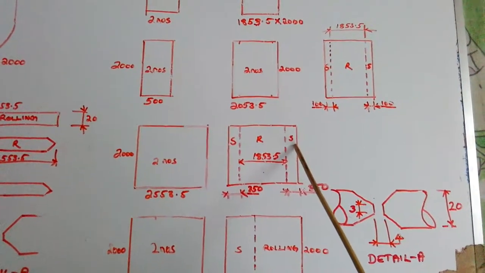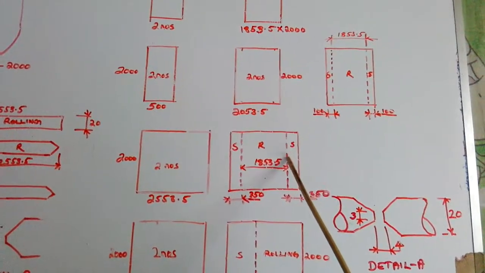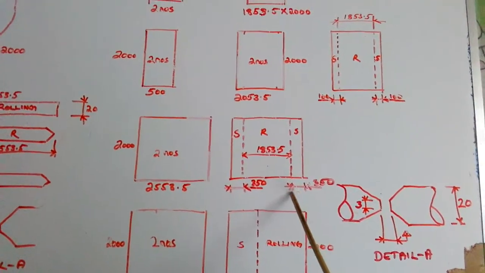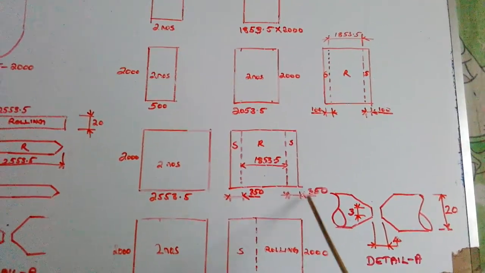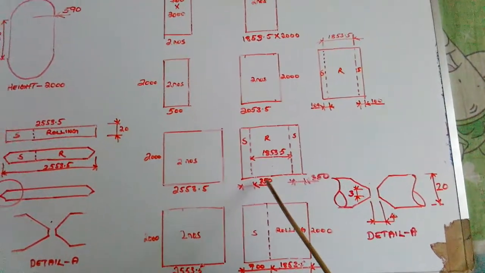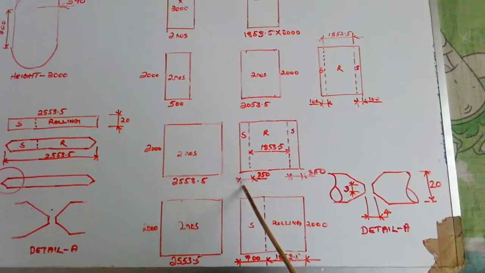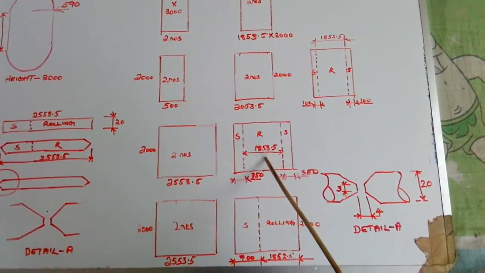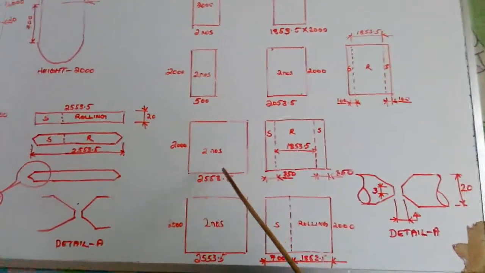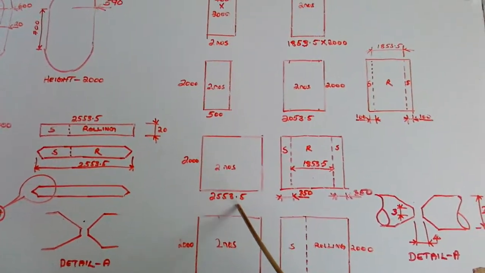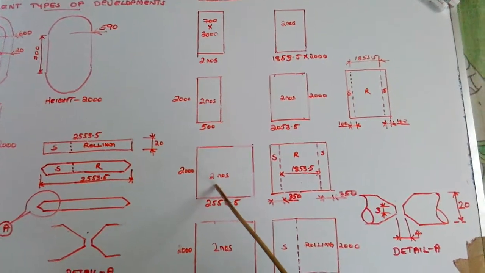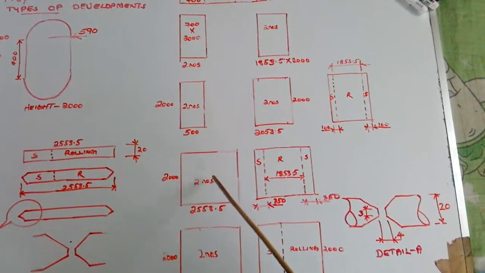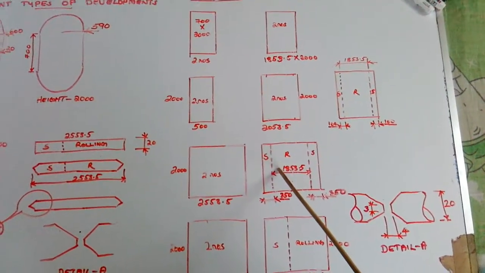So yes, I have indicated. This measurement from here to here is 350. Here to here is 350. Then total, if we add 350 plus 1853.5 plus 350, we get 2553.5. It is also another method. It also has a lot of goodnesses and faults.